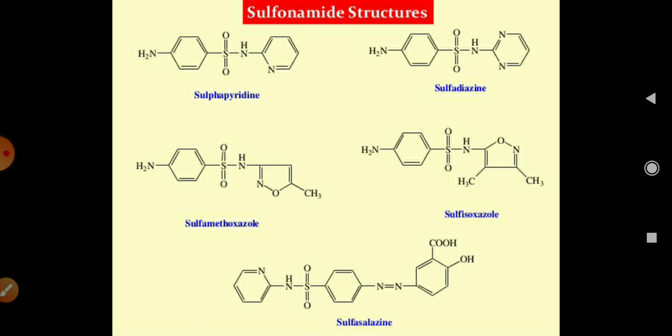In the sulfonamide structures, you can see the structure of sulfapyridine, sulfadiazine, sulfamethoxazole, sulfisoxazole, and sulfadiazine.